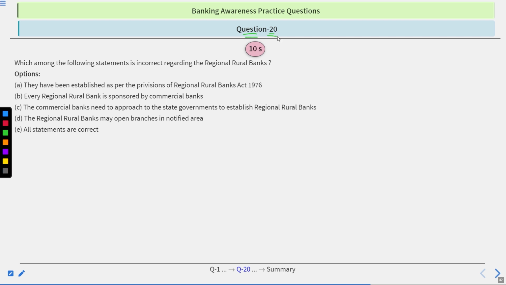Question number 20. Which among the following statements is incorrect regarding the regional rural banks? They have been established as per the provisions of RRB Act 1976. Every RRB is sponsored by commercial banks. Commercial banks need to approach the state government to establish regional rural banks. Regional rural banks may open branches in notified area. All statements are correct. To answer this, again you will have 20 seconds. Time starts now.